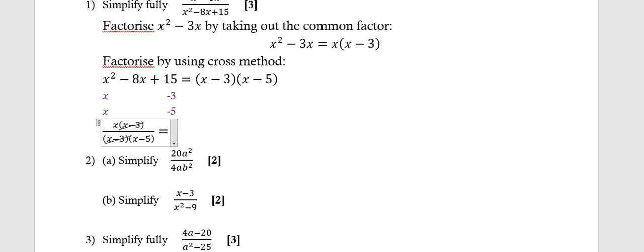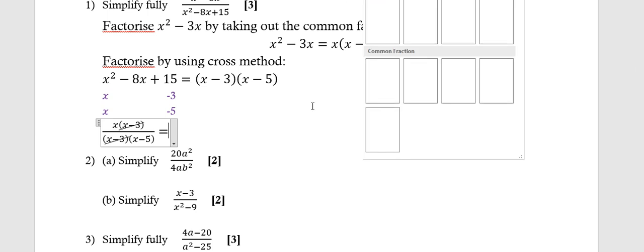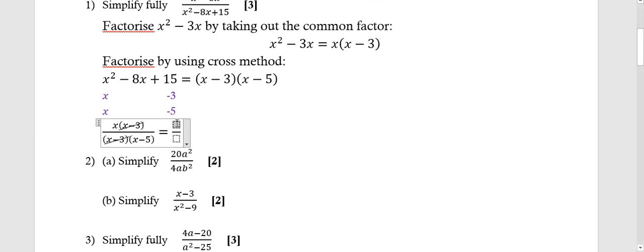You have x over x minus 5. Now, double check your answer and make sure this is what you are looking for. When you cancel x minus 3, all you are left with is x over x minus 5. Do not presume that x over x can be cancelled together. You know why? Because here you have a minus sign. It is different from x over x times 5, or 5x, where the x can be cancelled.